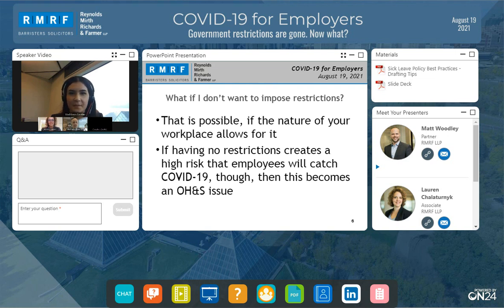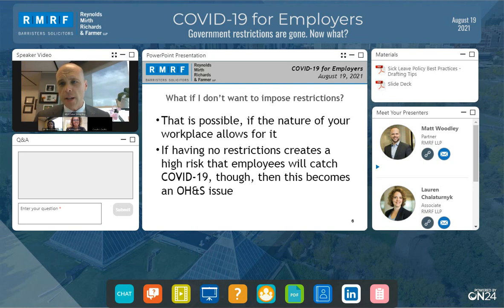Right. Thank you very much, Madison. And before I get to that, I think the upshot of what we're talking about here is simply because the province has lifted restrictions does not mean that employers can have a restriction-free workplace. You need to be thinking about COVID-19 as a hazard in the workplace and taking steps to deal with that hazard in accordance with the particular facts that you have in your workplace.